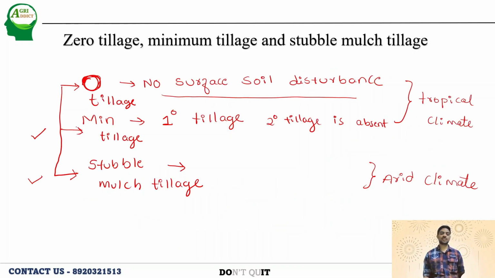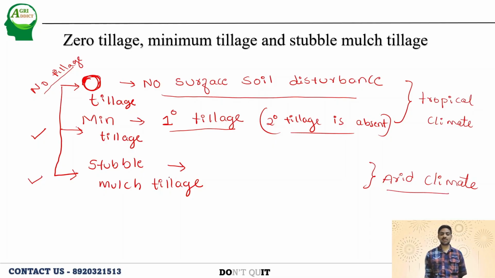Next, we should be clear about the three terms: zero tillage, minimum tillage, and stubble mulch tillage. When I say zero tillage, it is also no tillage, because no tillage is done here. Only manual sowing is done with some small holes on the soil surface, and that's it. In minimum tillage, the tillage is restricted to the primary tillage operation, and secondary tillage is absent. Usually, zero tillage and minimum tillage are practiced in tropical climate regions, and stubble mulch tillage is specifically a traditional method followed in arid climate regions.